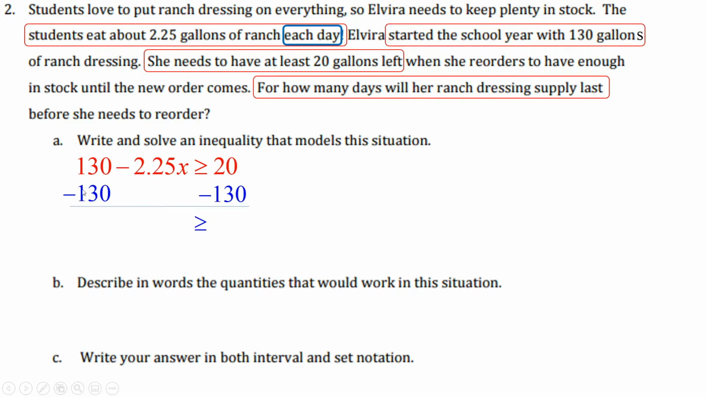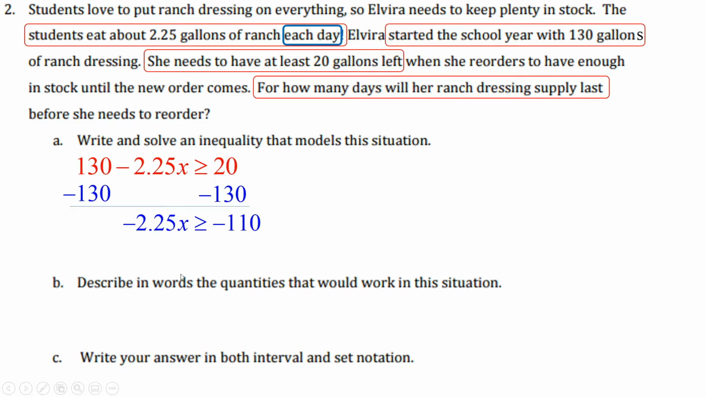And 130 minus 130, like terms that cancel out, leaving negative 2.25x is greater than or equal to 20 minus 130. Well, what's 20 minus 130? Would that be negative 110? And if you're struggling with that, don't hesitate to get your calculator out. You have access to your calculator all the time because you're at home doing remote learning.